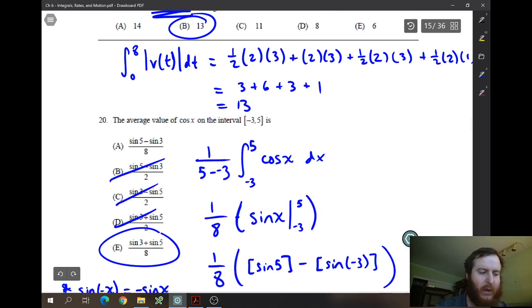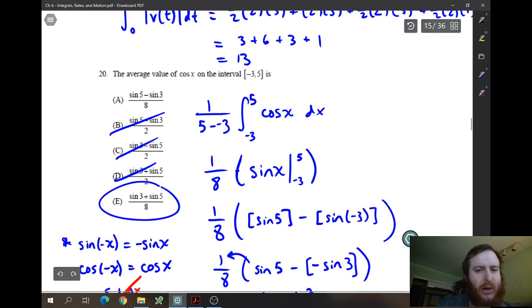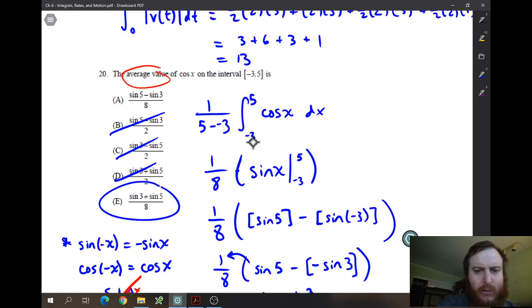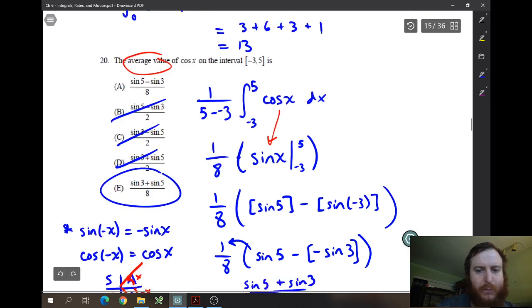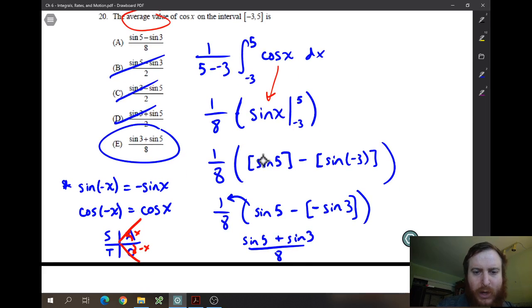Okay, 20 is easy, but there's a hard little trick at the end of it. It says the average value of cosine of x. So we do 1 over 5 minus negative 3, integral from negative 3 to 5. That gives us 1/8. Integral of cosine is sine. We plug in 5 and negative 3: 1/8 times sine of 5 minus sine of negative 3. It's a non-calculator question, so you can't type this into your calculator. We're just going to write sine of 5 minus sine of negative 3 because we don't know what they are, and that's what the answers look like.